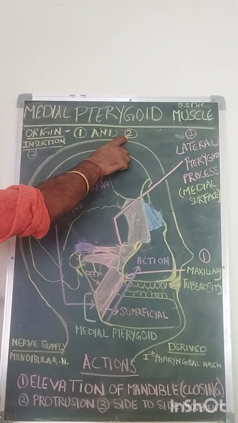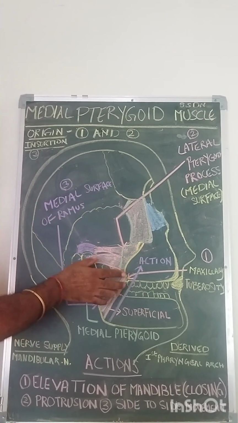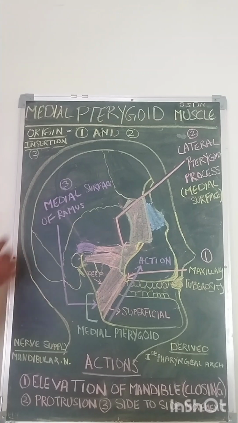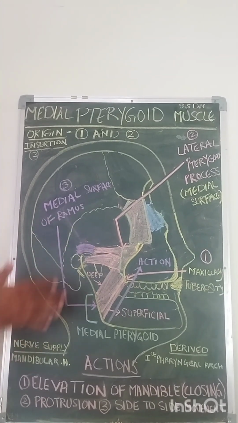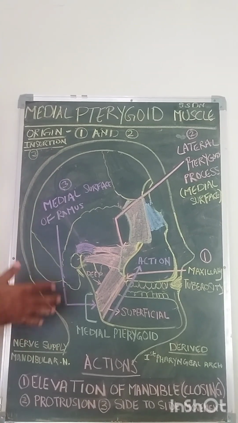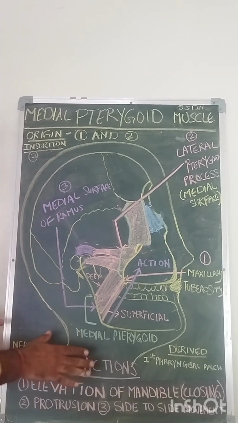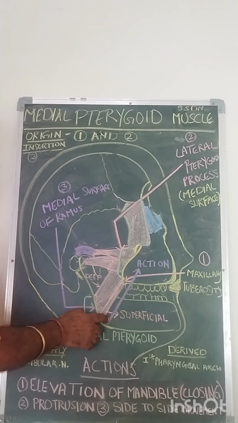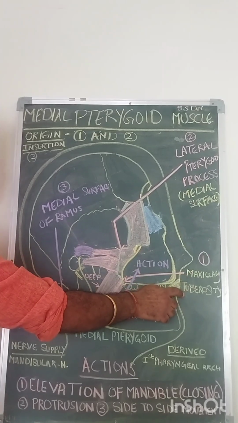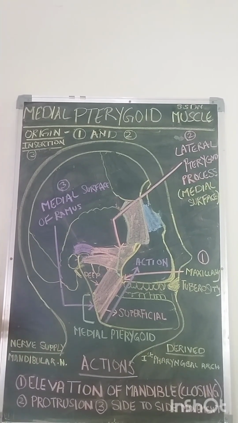The second origin is from the medial surface of lateral pterygoid plate. We have seen that lateral pterygoid muscle arises from the lateral surface of lateral pterygoid plate. This medial pterygoid muscle arises from the medial surface of lateral pterygoid plate. So this muscle has two fibers, superficial fibers and deep fibers. Superficial fibers are from maxillary tuberosity, whereas deep fibers are from the medial surface of lateral pterygoid plate.